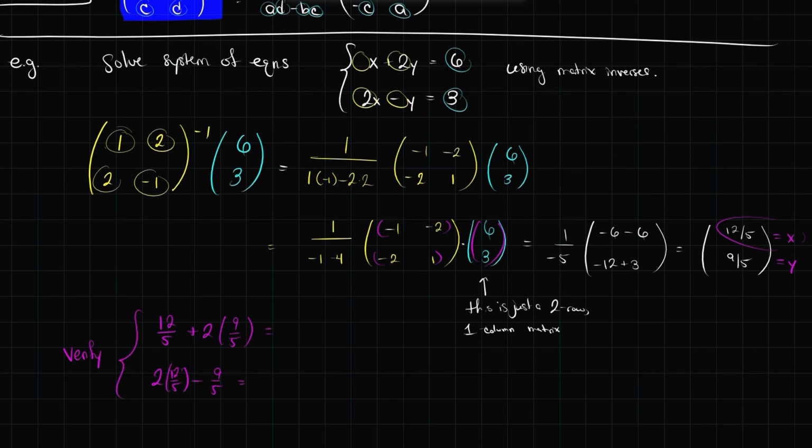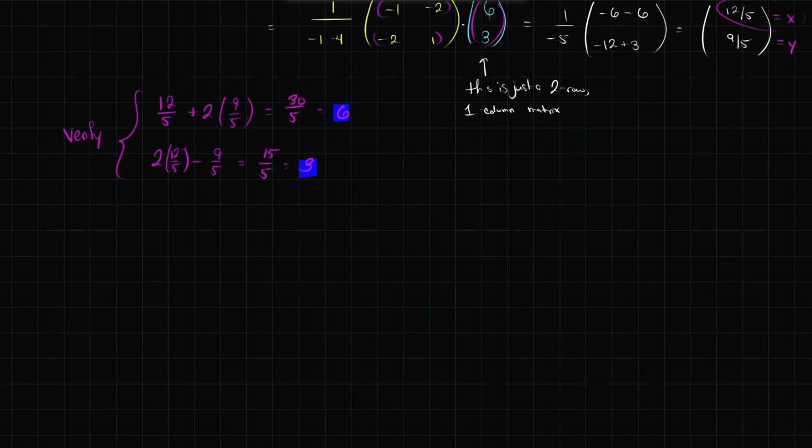Let's go ahead and solve these. 12 fifths plus 2 times 9 fifths, that's 18, so a total of 30 fifths. What are 30 fifths? 6. Here I have 24 minus 9 fifths is 15 fifths, and how many is that? 3. And what do you know? You immediately recover the solution. So that's a nice example of solving a system by matrix inversion.